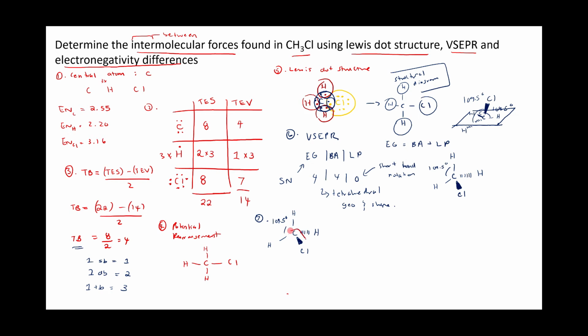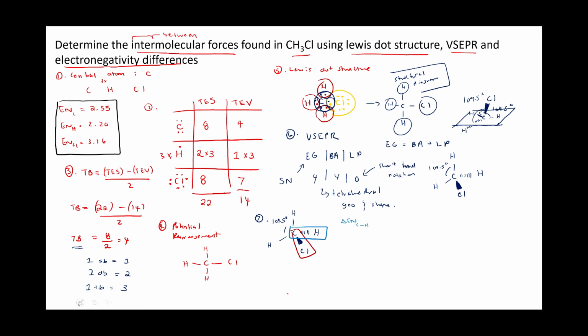Now there are only really 2 types of bonds that you'll see. You'll see one bond here between the carbon and the chlorine, and the other bond is going to be between the carbon and the hydrogen. So let's find the electronegativity difference between the carbon and the hydrogen. You can refer back to these electronegativity values that we posted here. So let's use these values here.